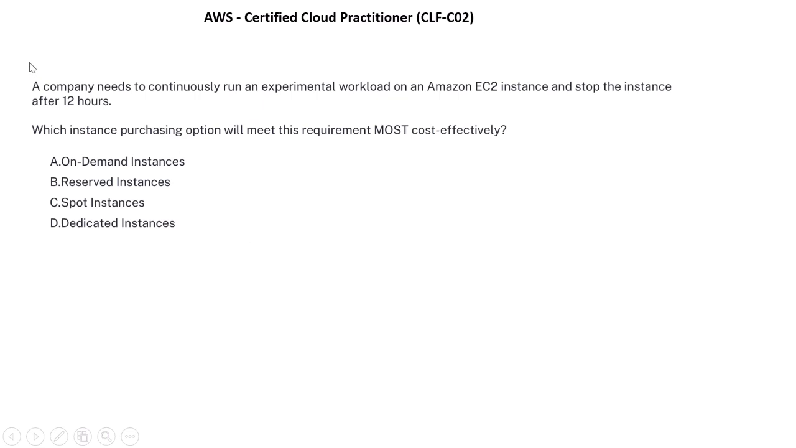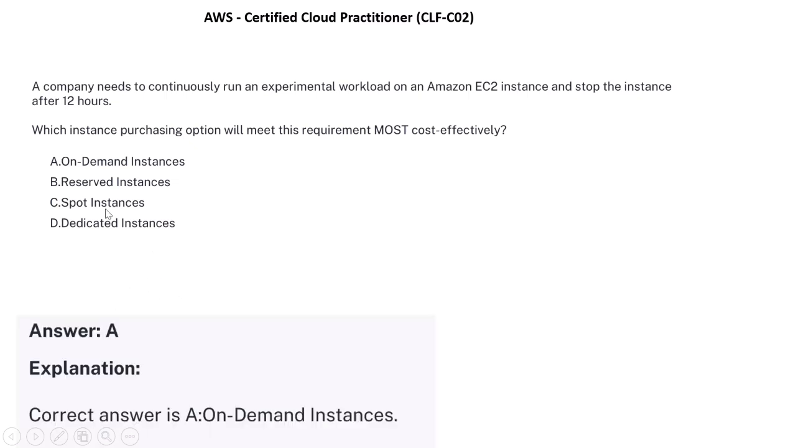Next question. A company needs to continuously run an experimental workload on an Amazon EC2 instance and stop the instance after 12 hours. Which instance purchasing option will meet this requirement most cost effectively? Option A, on-demand instances. Option B, reserved instances. Option C, spot instances. Option D, dedicated instances. The correct answer is option A, on-demand instances.